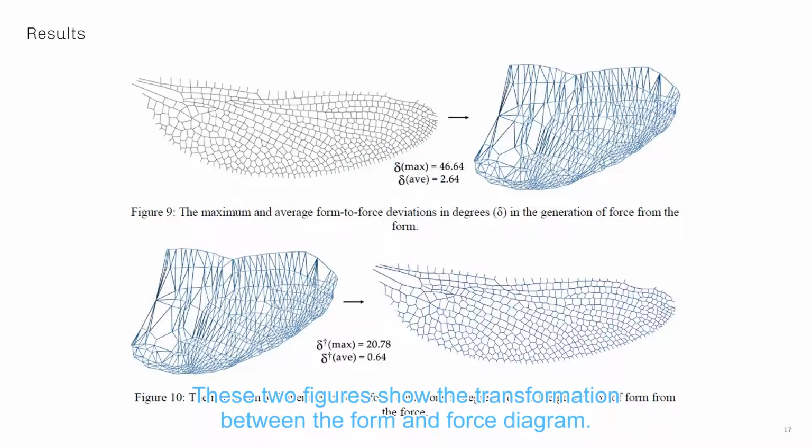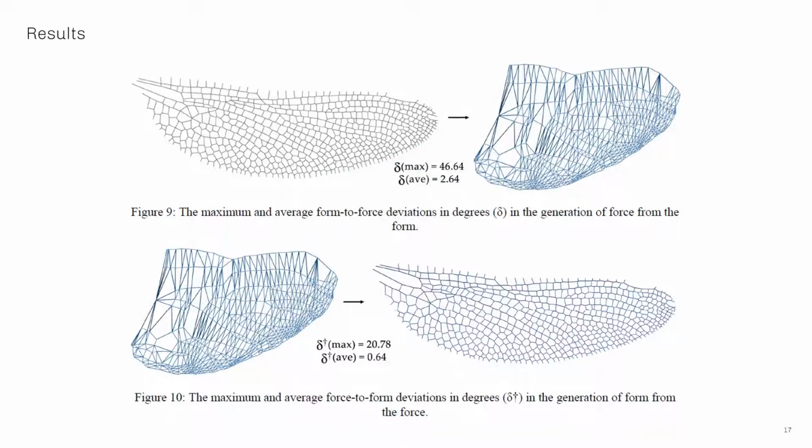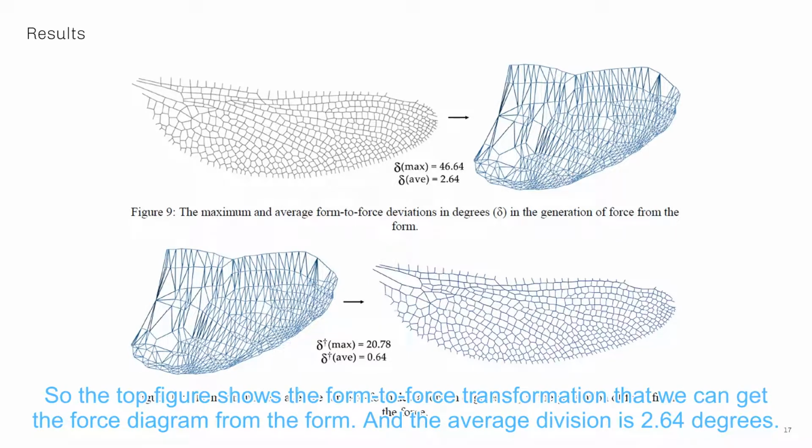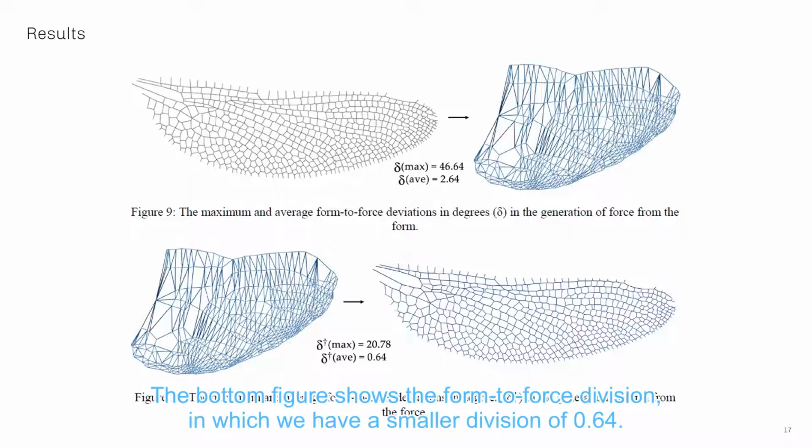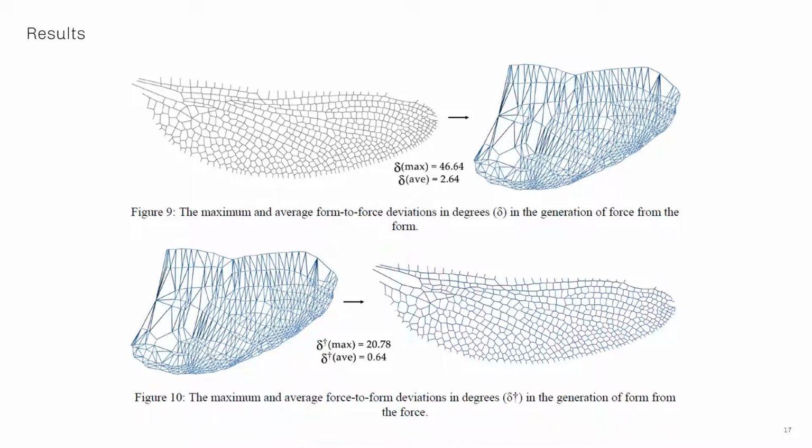These two figures show the transformation between the form and force diagram. The top figure shows the form-to-force transformation, where we can get the force diagram from the form, and the average deviation is 2.64 degrees. The bottom figure shows the force-to-form deviation, in which we have a smaller deviation of 0.64.